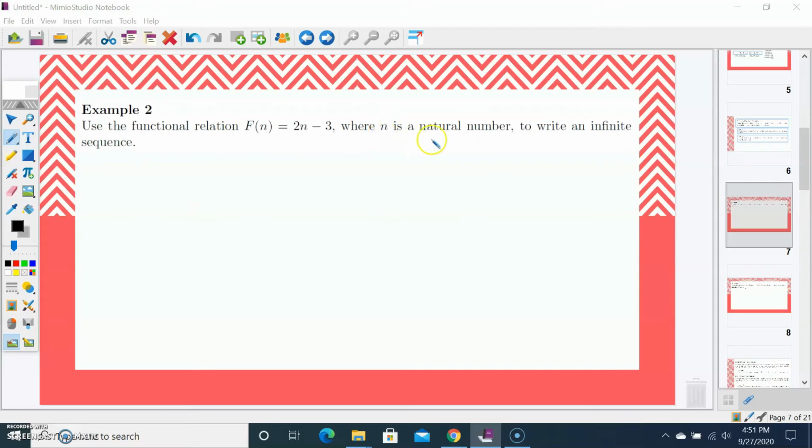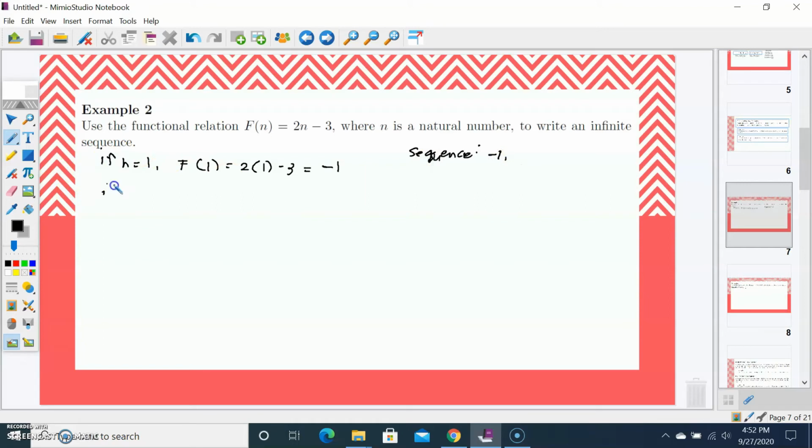So take note, n here is a natural number. Ano ba yung mga natural number? So we start with 1, 2, 3, and so on. If n is equal to 1, then using this functional relation that we have, f of 1 is equal to 2 times 1 minus 3. Simplifying this, 2 times 1 minus 3 will give us negative 1. So meaning, in our sequence, the first term that we have is negative 1.